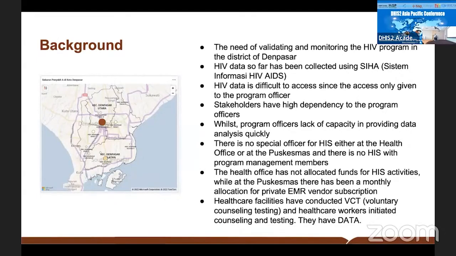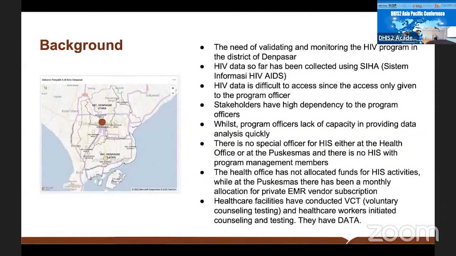But this app made it difficult for stakeholders at the regional or district level to access the visualizations, the dashboards, and the analytics, since access to the SIHA information system can only be done by the HIV program officer. So for the stakeholders who want to get the analytics or know more about the data, and monitor and validate the program itself, it's really difficult for them to access.